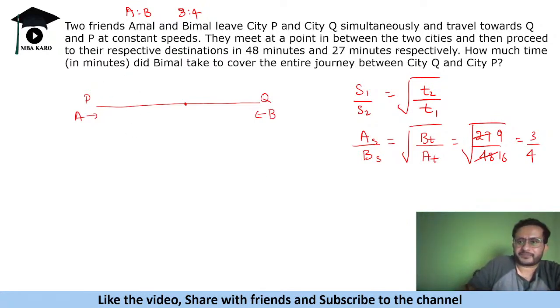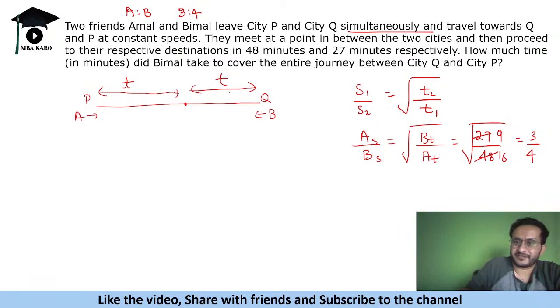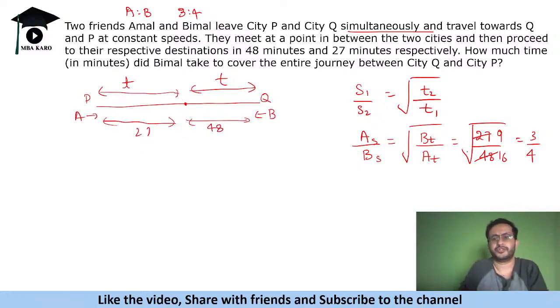अब A यहाँ से यहाँ तक T टाइम ले रहा है। ठीक है, तो B भी यहाँ से यहाँ तक T टाइम लिया होगा, क्योंकि ये मीट कर रहे हैं ना। They started simultaneously, they started at the same time. So that means from here to here both must have taken T minutes. Now from here A is taking 48 minutes and B is taking 27 minutes. Okay. So the ratio of their speed is 3:4.